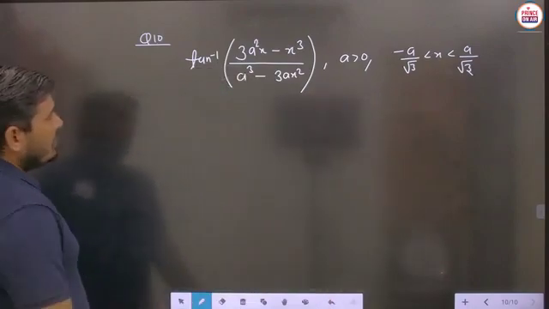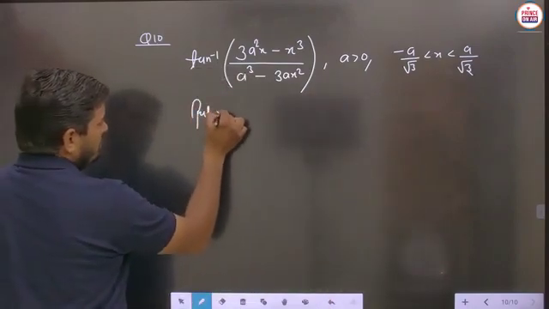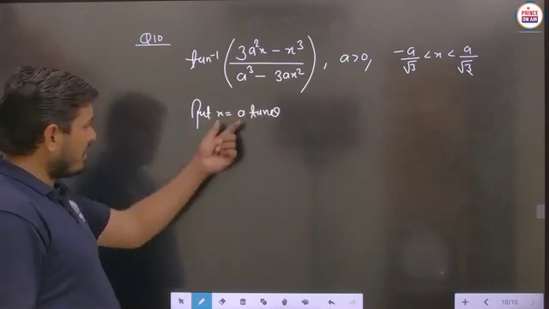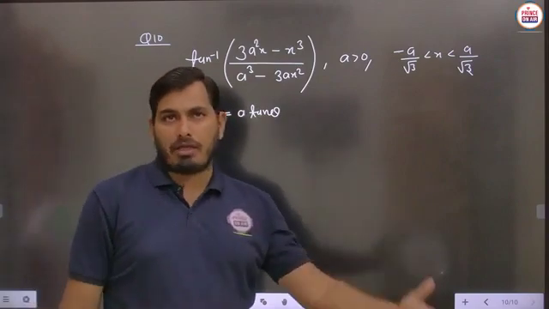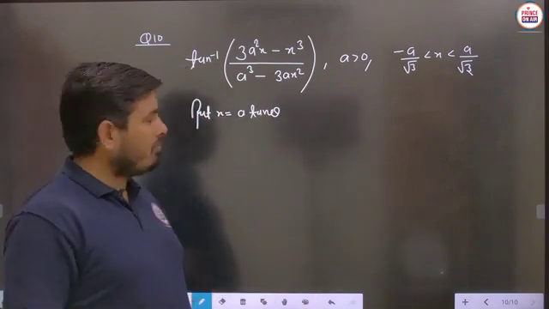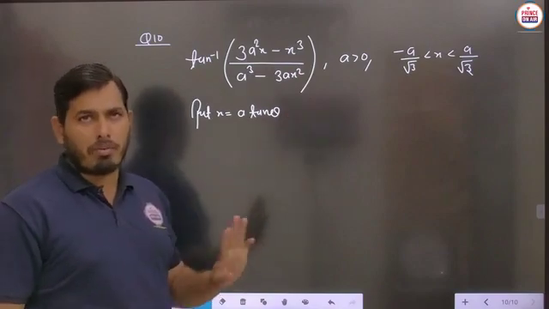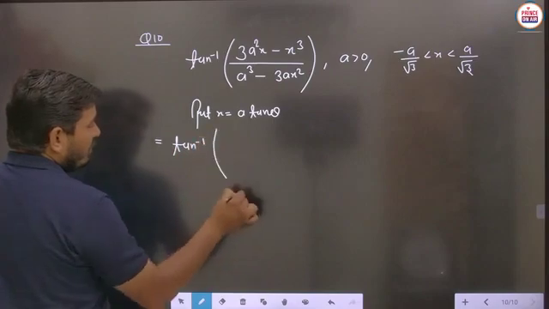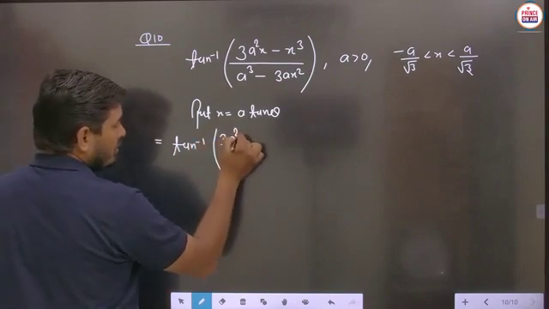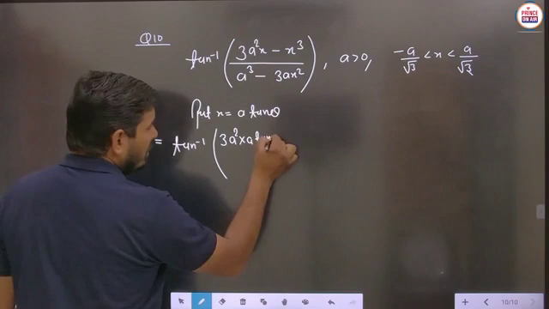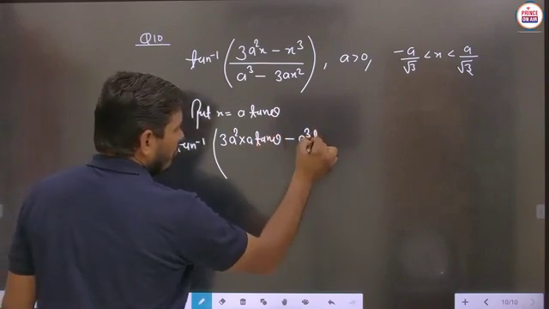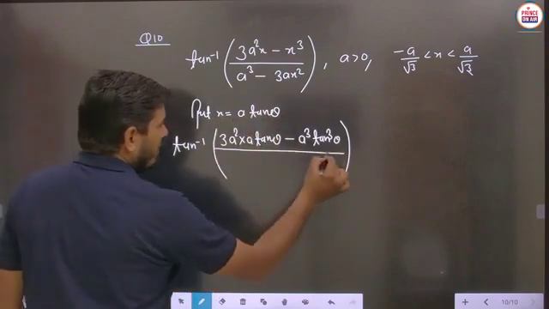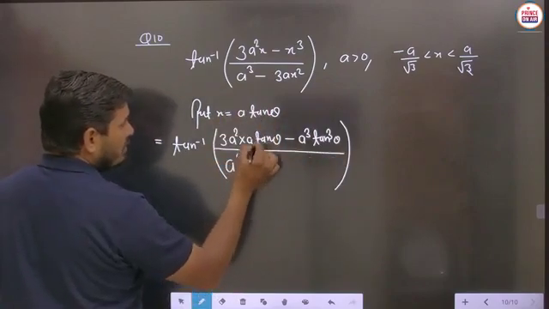Now just put x equals a tan theta. Why are we taking a along with tan theta? Because we just have to eliminate this a. That's why a is also taken, because a is any constant that should be greater than 0. No problem. So definitely when we use this substitution, this part will become tan inverse of 3a square into x, which is a tan theta, minus a cube into tan cube theta, because x is a tan theta, divided by a cube minus 3a square x.